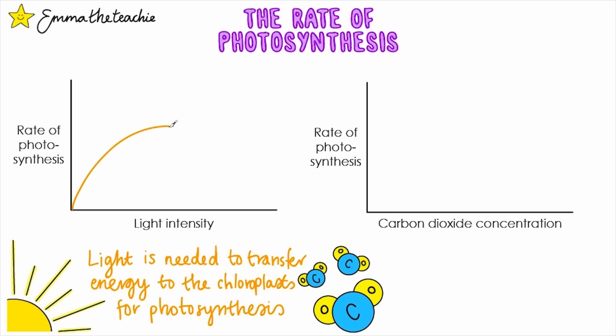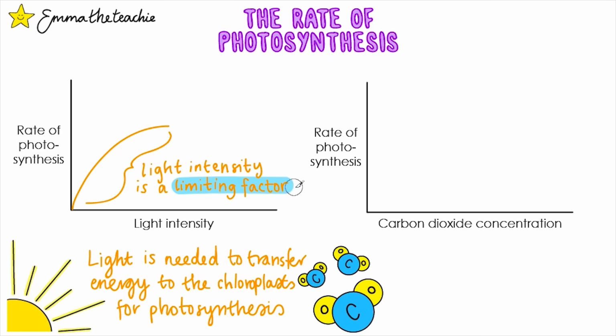Because the rate increases as we increase the light intensity, it means that light was limiting at the lower intensities. So we call light a limiting factor at these points. That's an important phrase to learn, and all of the other factors we're going to look at are also limiting factors. At a certain point, the rate of photosynthesis plateaus, which means it stops increasing. No matter how much brighter it becomes, the rate doesn't increase, because light intensity isn't limiting it anymore.